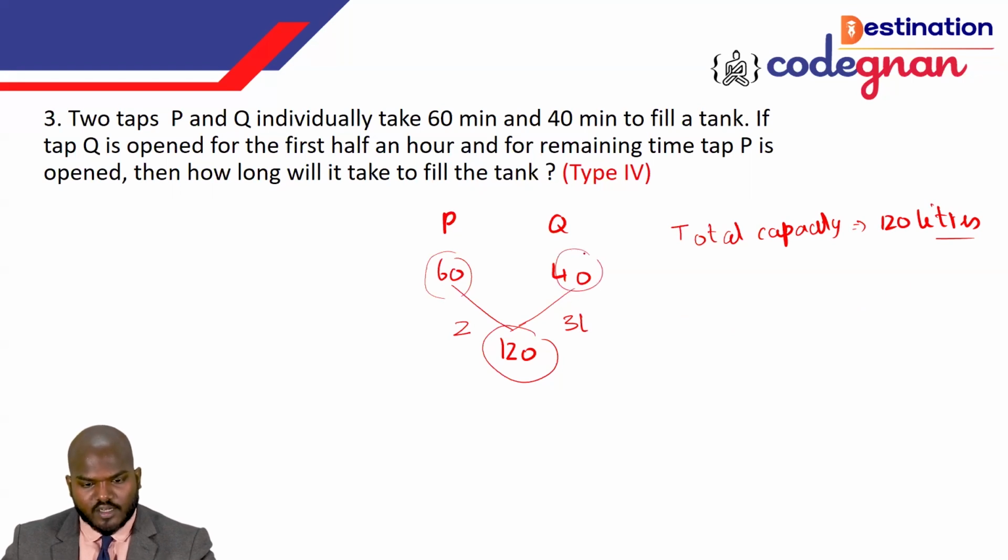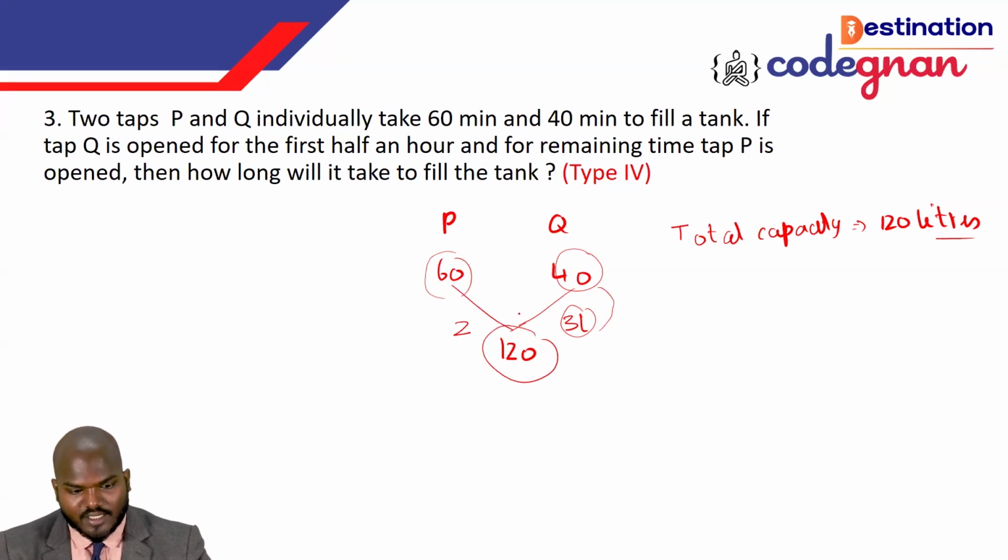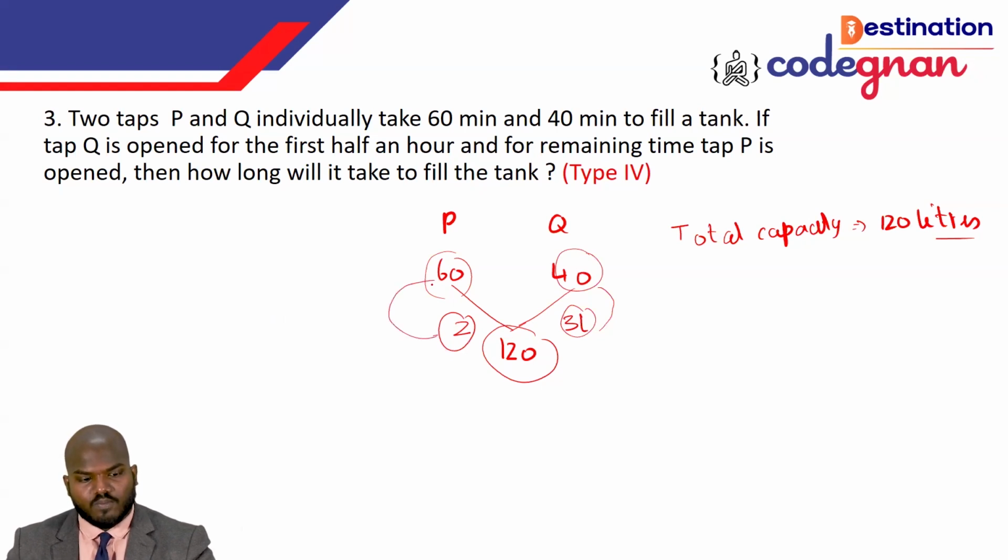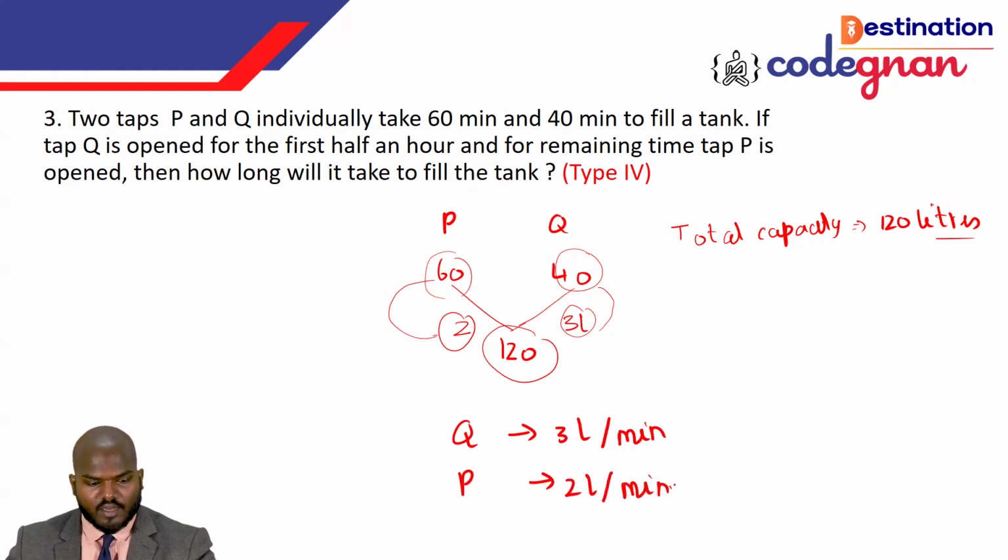So it is 40 minutes. If you take 3 liters for 40 minutes, it will reach 120 liters. And similarly, P takes 60 minutes, 2 liters for each minute, so it will also take 120 liters. You need to note here that Q fills 3 liters per minute, and P fills 2 liters per minute.